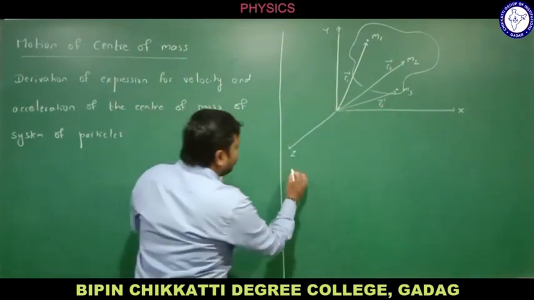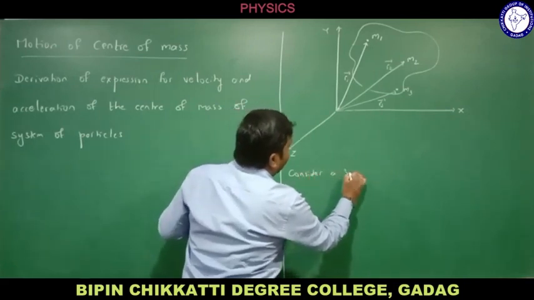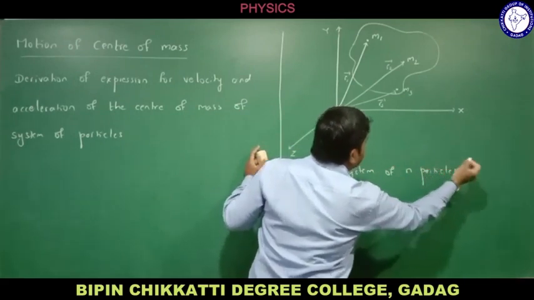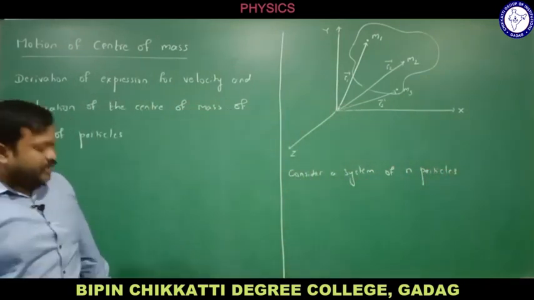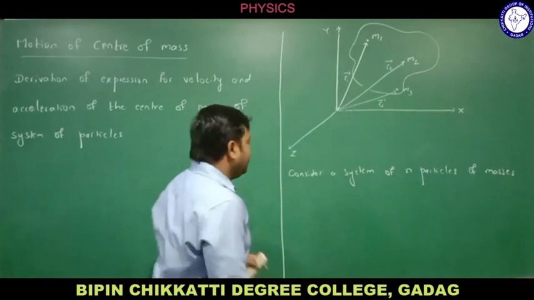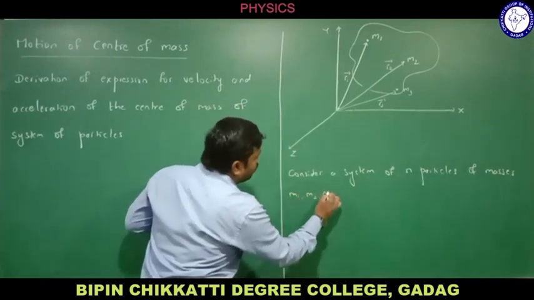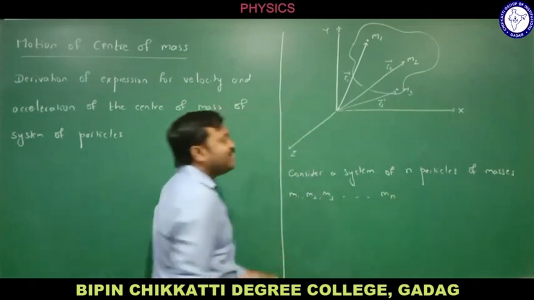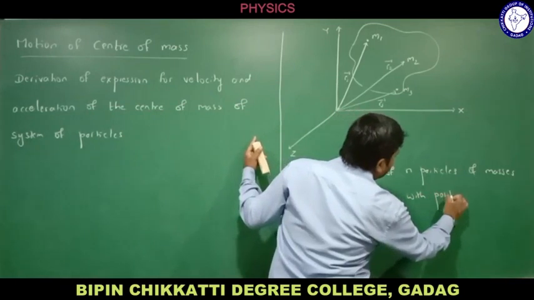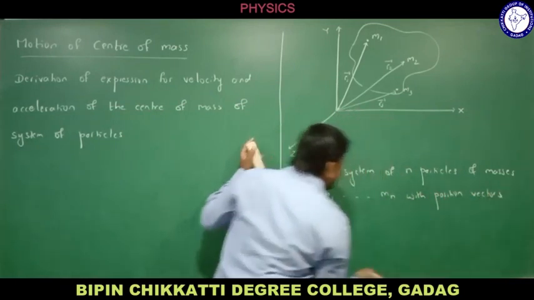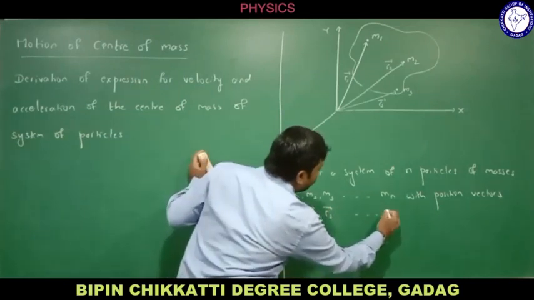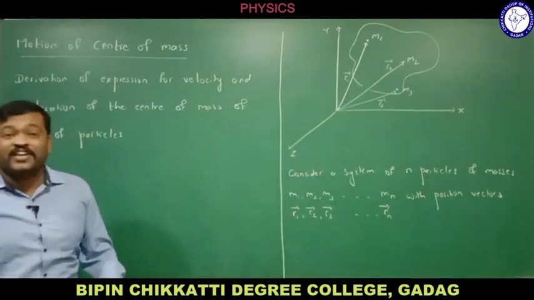Let me begin with the derivation. Consider a system of n particles. How many particles are there in the system? n particles, of masses m1, m2, m3, dot dot till mn, with position vectors r1, r2, r3, dot dot, rn. So these are the position vectors of the n particles.